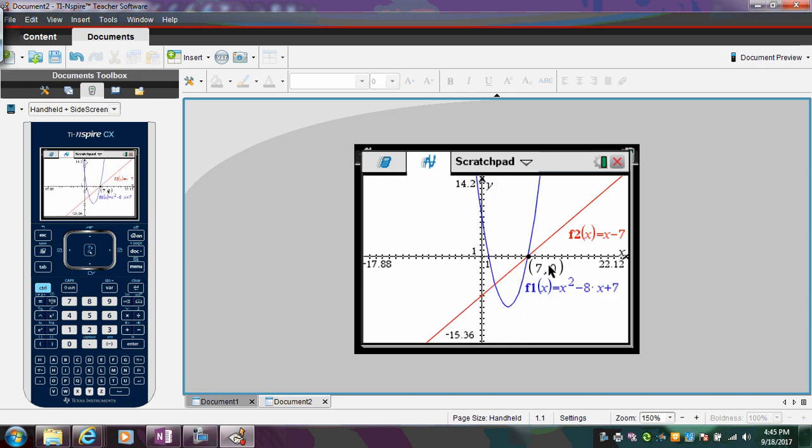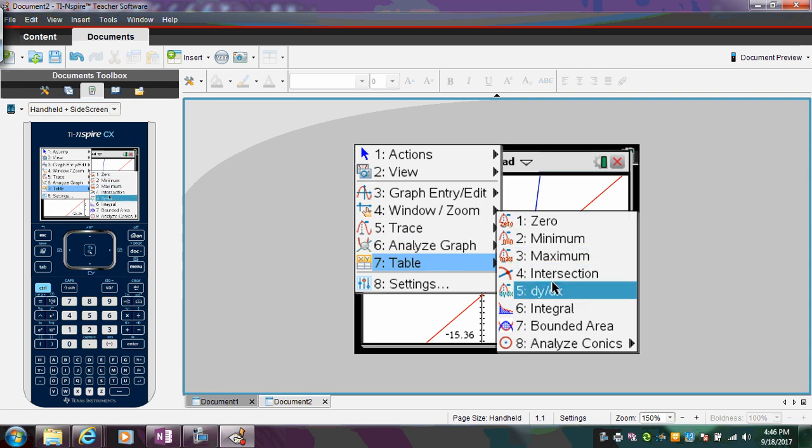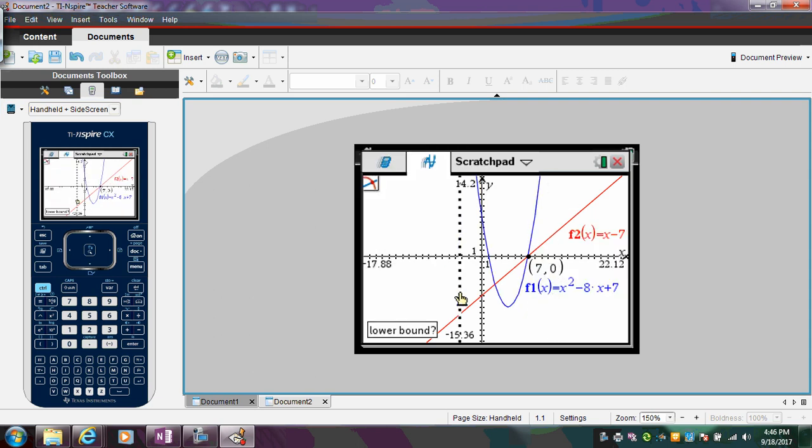And now you see the one intersection point, so that's 7 comma 0. We're going to repeat that process to see the other intersection, the first intersection. So from here to here. And that gives us our other intersection. So we get our two intersection points. You just kind of repeat that process and highlight over the point that you're looking for.